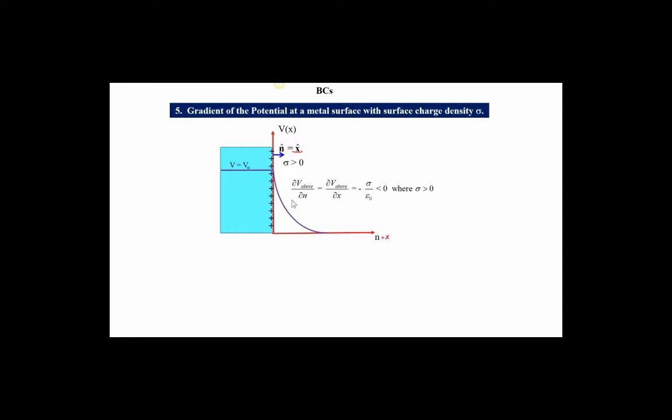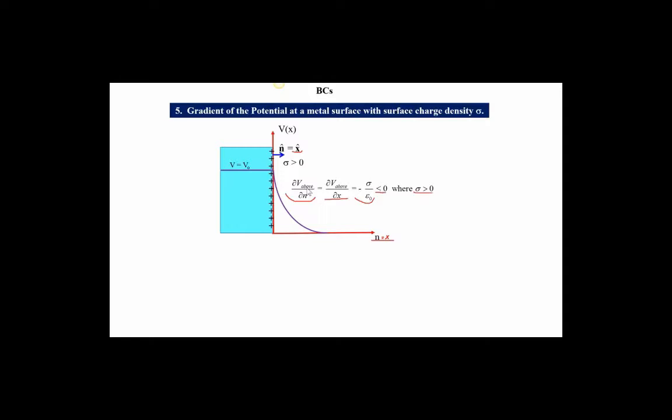So now let's look at these derivatives. This one here is the derivative of the potential above the metal, which is this one right here, with respect to the normal coordinate, which we've said is x. It's also equal to this quantity here. By the interface boundary condition that we derived, this should be minus sigma over epsilon naught. And that's less than 0 when you have a positive charge layer.